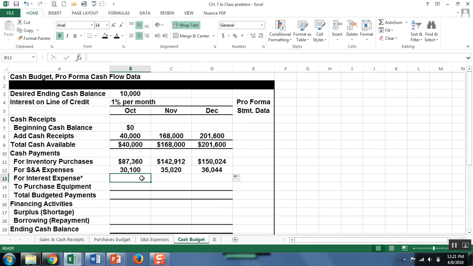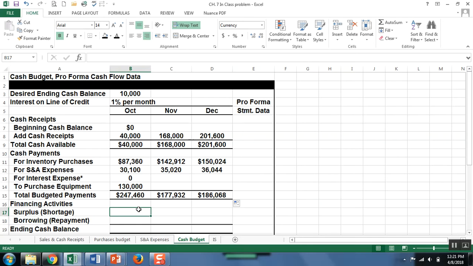All right, for interest expense. We're not going to have any interest expense right away because we haven't borrowed any money yet in October. And then we spent $130,000 on equipment in October. So our total budgeted payments is $247,460 for October.